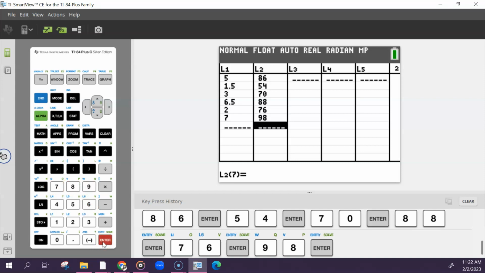When you're finished, look back up here. Will you make sure you're putting this in your calculator? I'll make sure you're putting this in your calculator.